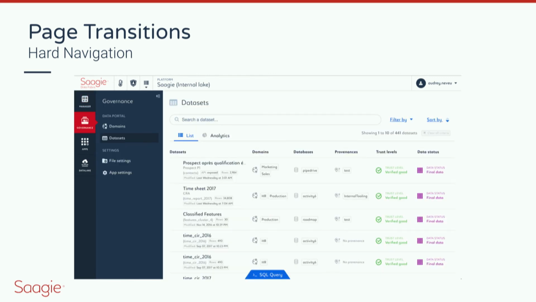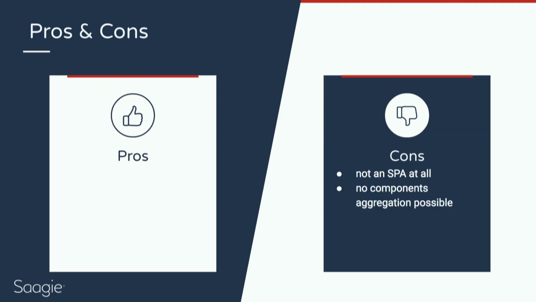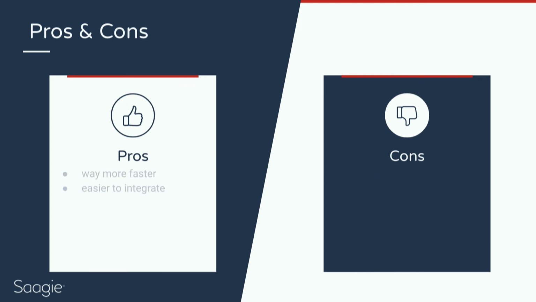So yeah, it's not a single page application at all, and we can't aggregate components anymore, but that's fine. Even more fine, because this is much faster. Obviously it's much faster to just display a library than to load the sub-applications into another application, unbind it, and load another application.